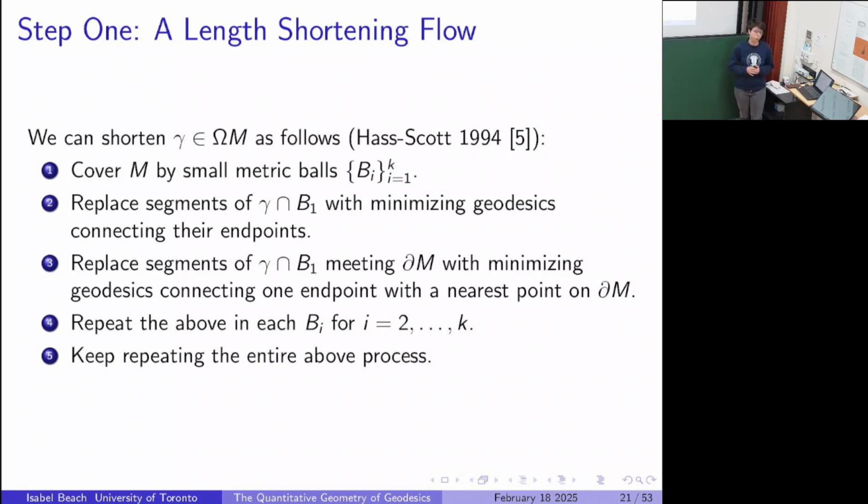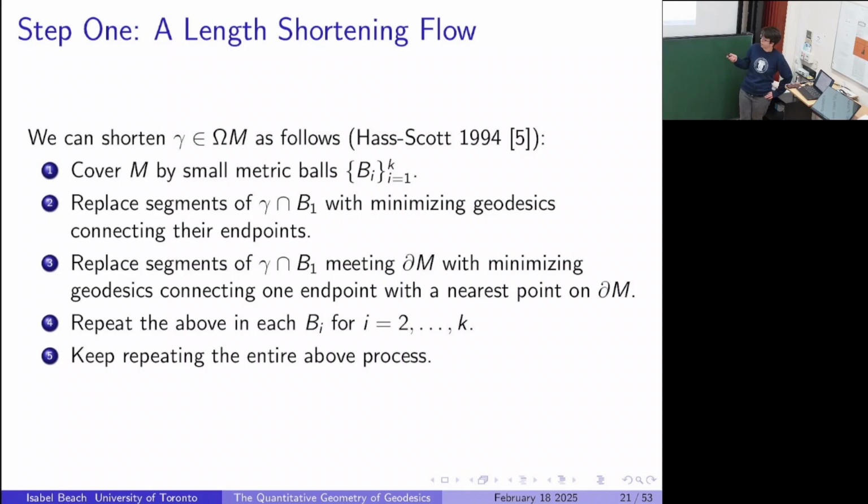So the first thing we have to do, which I did not do, I'm borrowing a procedure due to Haas and Scott. The details of your length shortening flow are not so much important, but I think this one is quite easy to state for the purposes of a talk. So if you're given a curve gamma in the space omega M of paths, you're going to be able to shorten it in the following way.